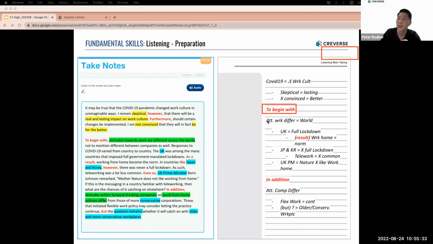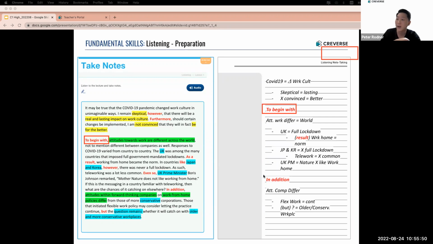For example, "to begin with" is my first main idea. In my notes, when I hear "to begin with," I'm going to pause it and elicit from them, what is the transition word? Good. So this is our first main idea. Let's listen to what we're about to hear. I'll play some of it and then I'll pause again.